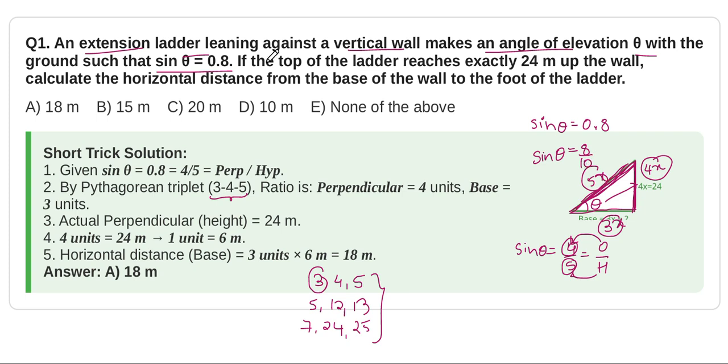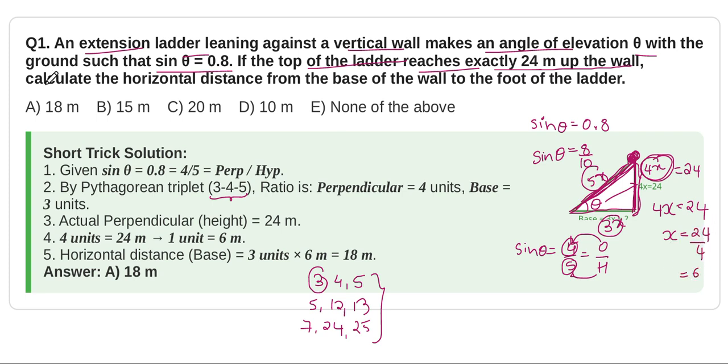Okay, now read the question. If the top of the ladder reaches exactly 24 meters up the wall, okay, so this is the top of the ladder, where it reaches 24 meters up the wall, that means the height of the wall up to this highest point of the ladder is 24, and from this triangle we have written this value as 4x. So 4x is equal to 24. So from here we can say x is 24 by 4, which is 6. Okay, so we got the value of x.